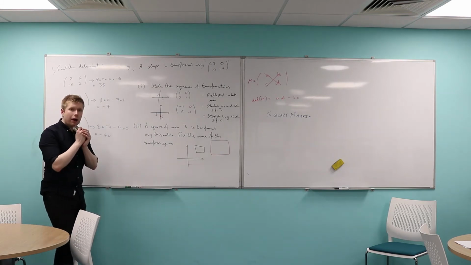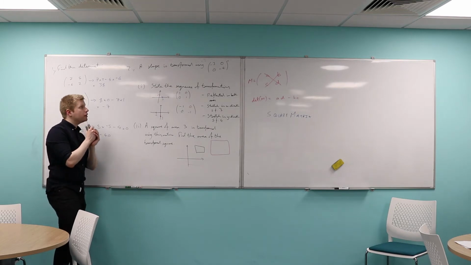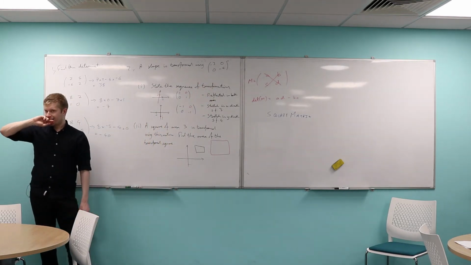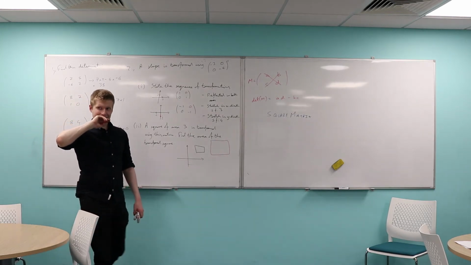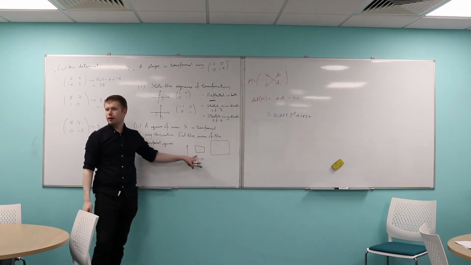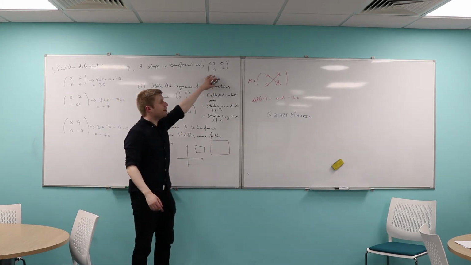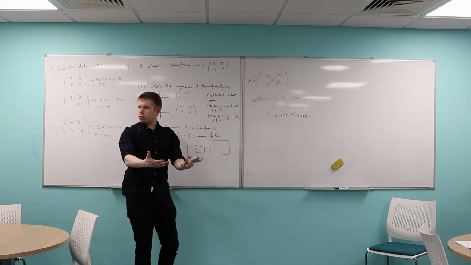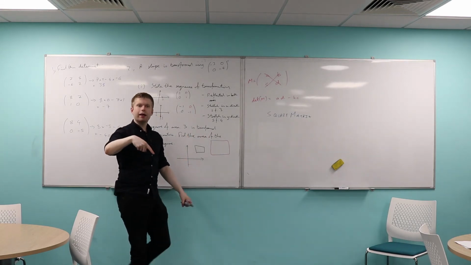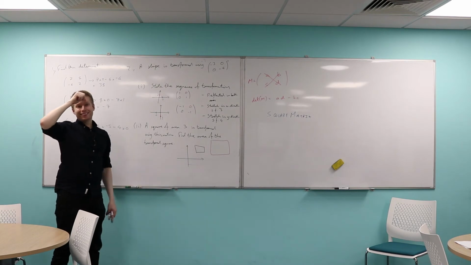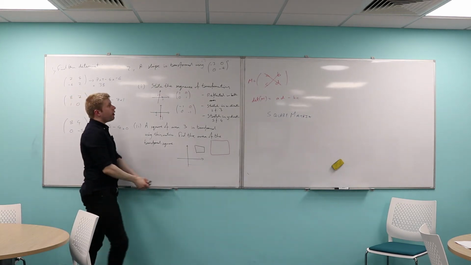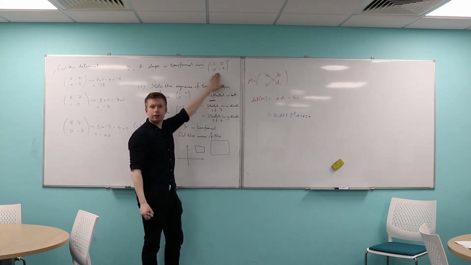Can anybody remember how we work out the scale factor between areas if I give you the transformation matrix? You could just try an example, any random square, multiply it by this matrix, see where the new shape ends up, and then work out the area from there. I agree with that, but there's a quicker way. We need to find the determinant of this matrix, yeah?